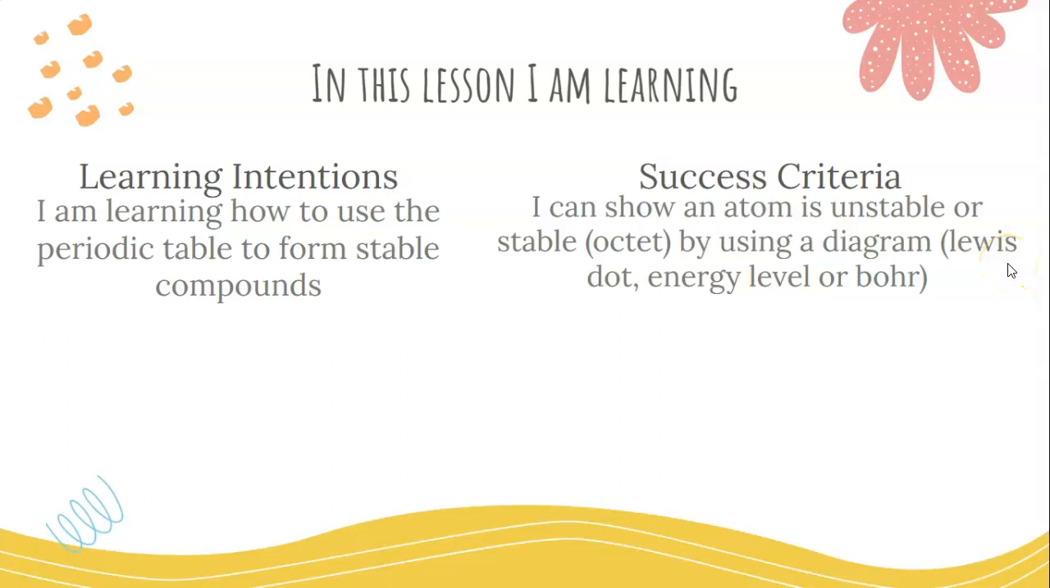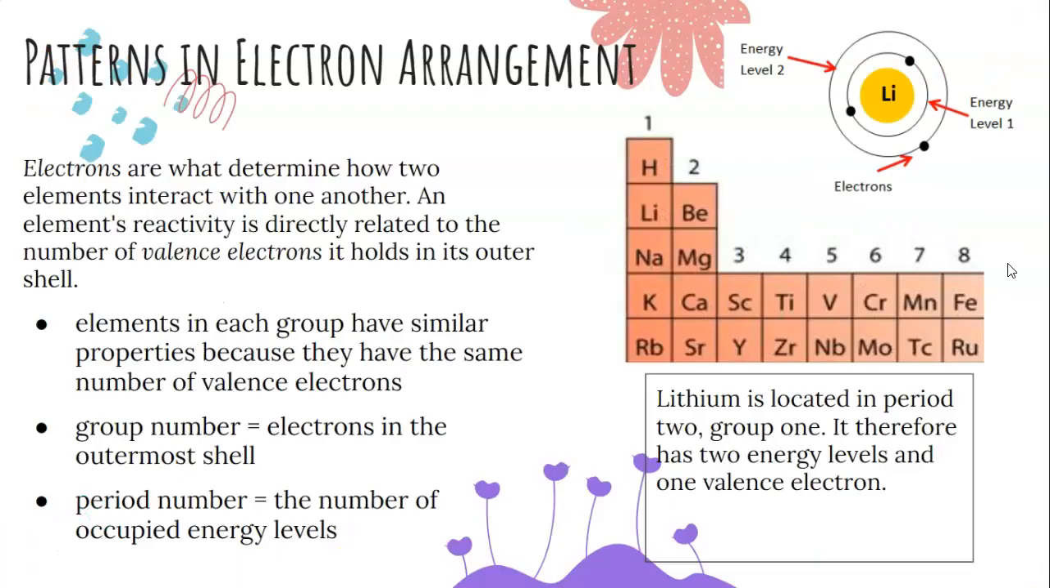So this lesson is going to be a couple different parts. We're going to start by talking about what we are learning. We are learning about the periodic table forming stable compounds. What you are doing is learning how to do those in diagrams. We're going to start with Bohr diagrams and move our way through.